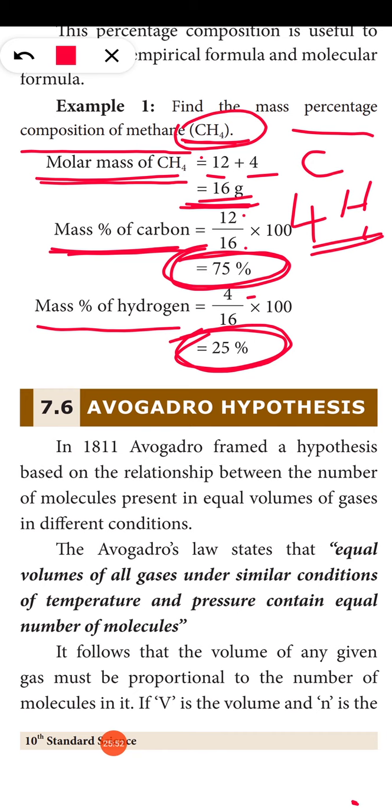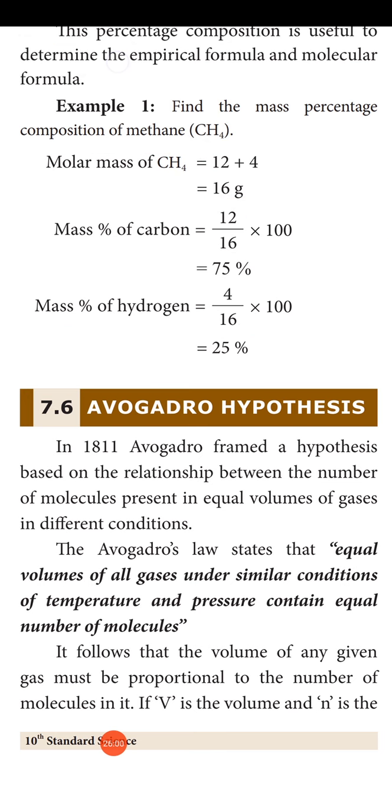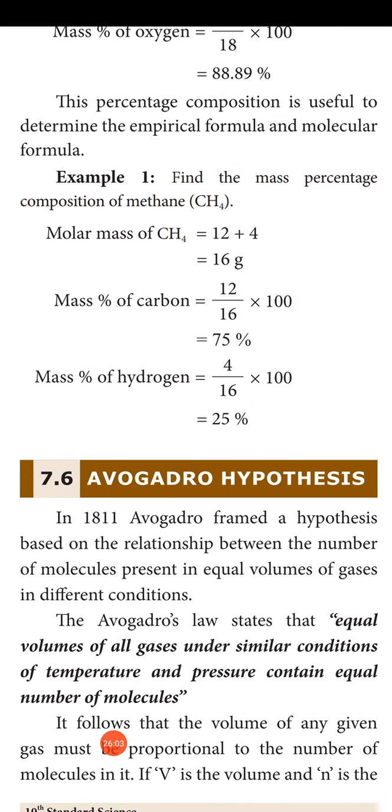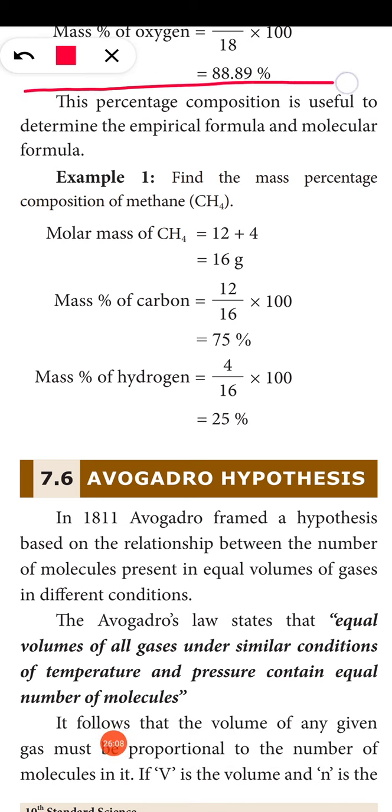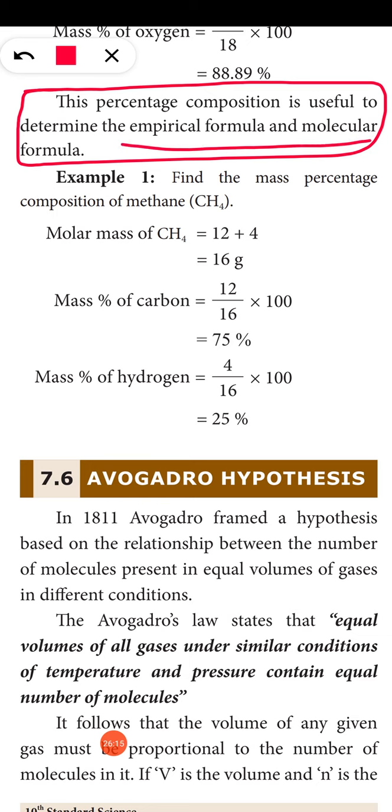So this is the way to calculate the mass percentage. Mass percentage composition is useful in determining the empirical formula and molecular formula. So mass percentage is very important data used in the calculation of empirical formula and molecular formula. Molecular formula is CH4. You will be studying in detail about molecular formula and empirical formula in 11th standard first lesson. I will explain later in 11th standard.